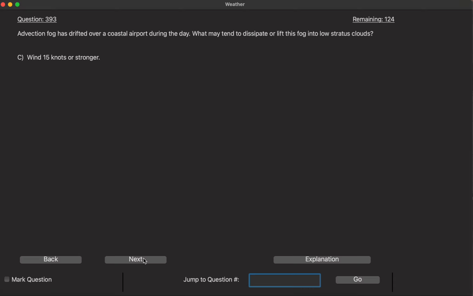Advection fog has drifted over a coastal airport during the day. What may tend to dissipate or lift this fog into low stratus clouds? Winds 15 knots or stronger. What may tend to dissipate or lift advection fog into low stratus clouds? Winds 15 knots or stronger.